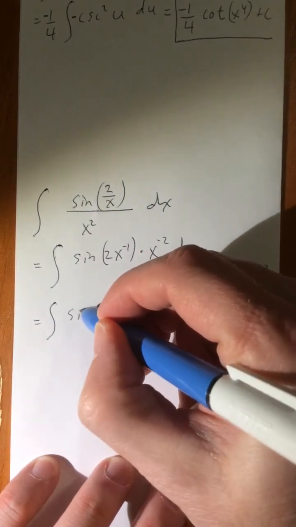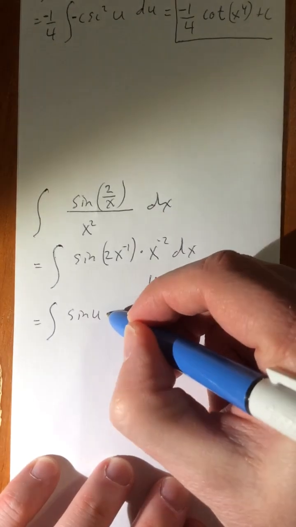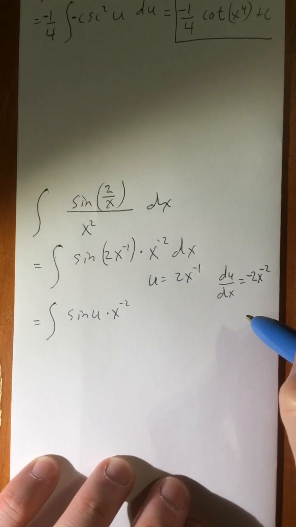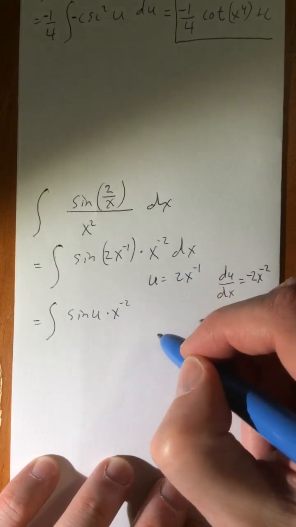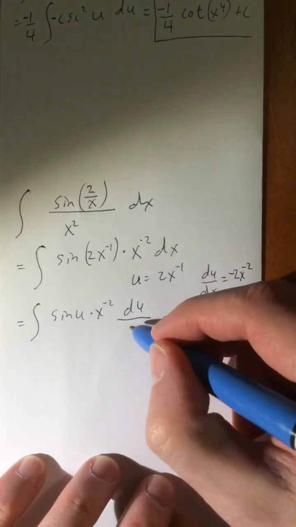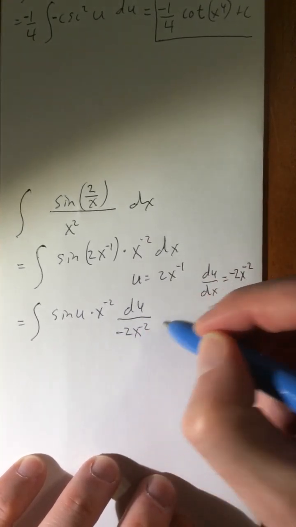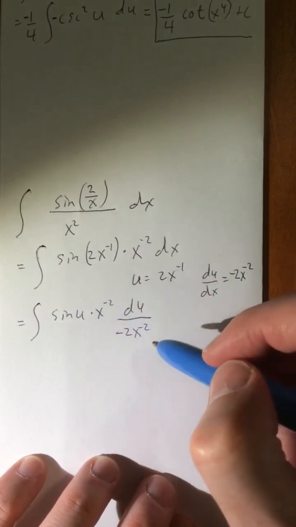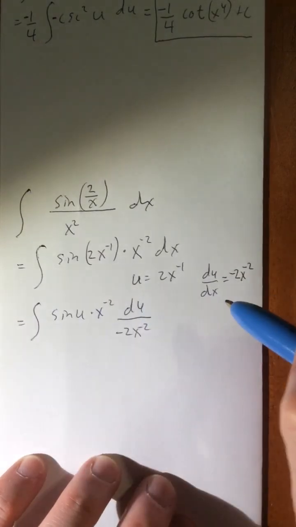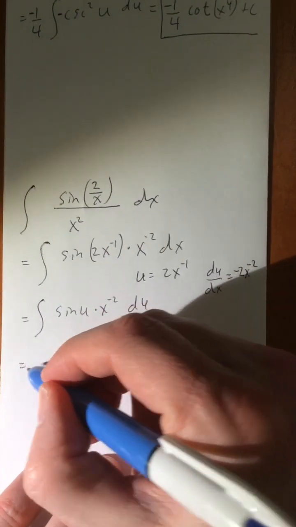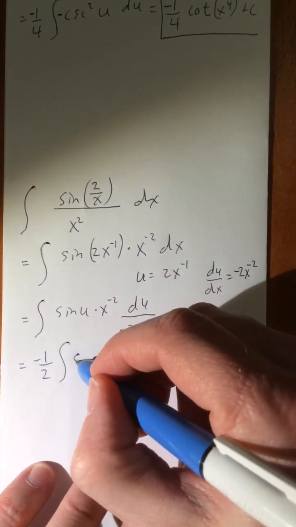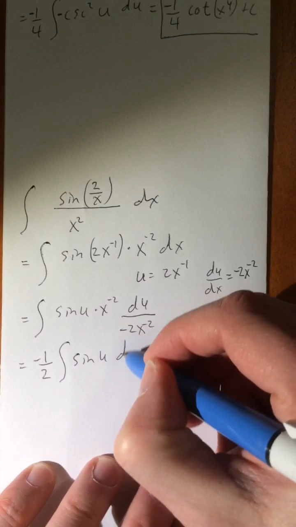So we're going to be able to write sine of u times x to the negative 2 times du over negative 2x to the negative 2. So obviously the x to the negative 2's cancel off. The negative 1/2 slips out onto the outside. So we have equals negative 1/2 integral of sine of u du.